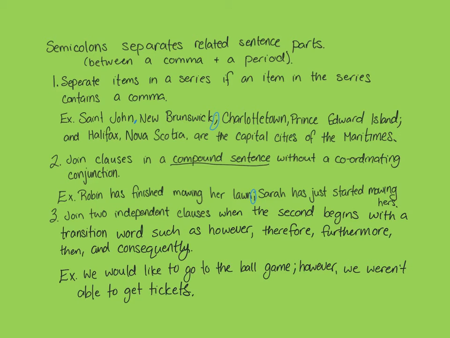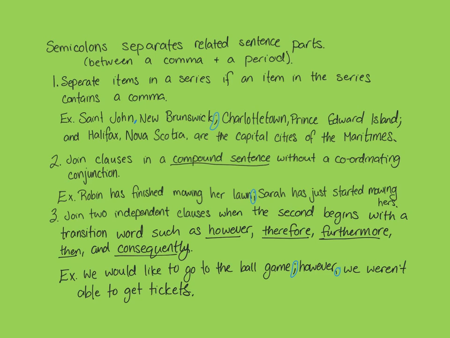The final case when you can use a semicolon is when you're joining 2 independent clauses if the second begins with a transition word. Some of the transition words we learned about recently were however, therefore, furthermore, then, and consequently. So: we would like to go to the ball game. Independent clause. We weren't able to get tickets. Independent clause. We can combine these with the transition word however. We would like to go to the ball game; however, we weren't able to get tickets. And however needs to have a semicolon before it. It also needs to have a comma after it because it is kind of in between, that transition between 2 independent clauses.